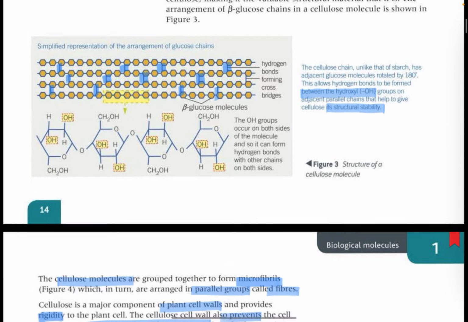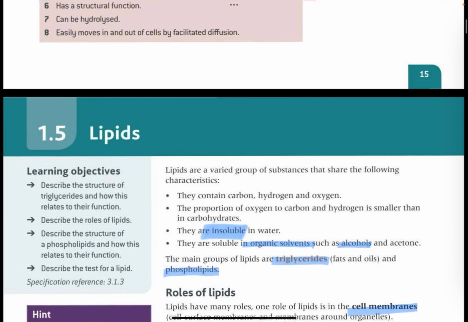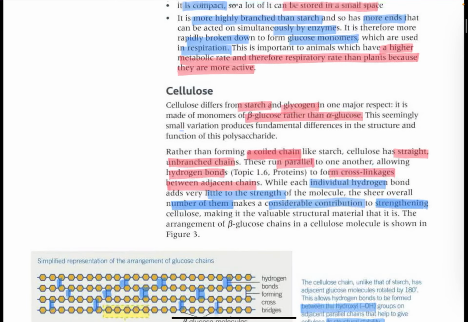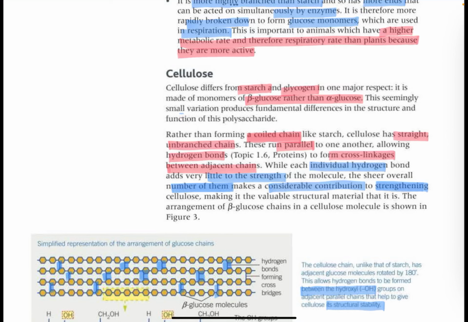And last but not least, we have cellulose, which is a little bit longer. And then we're done. Come on, guys, we can power through it. Trust me, we got this.